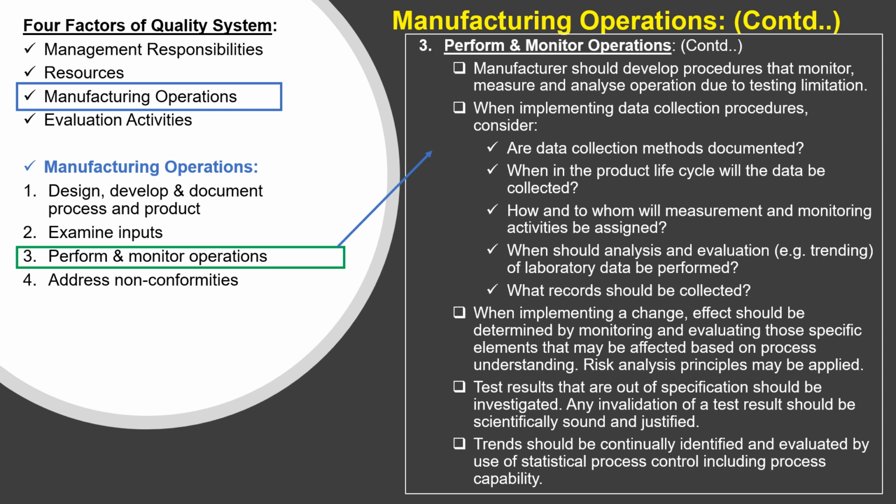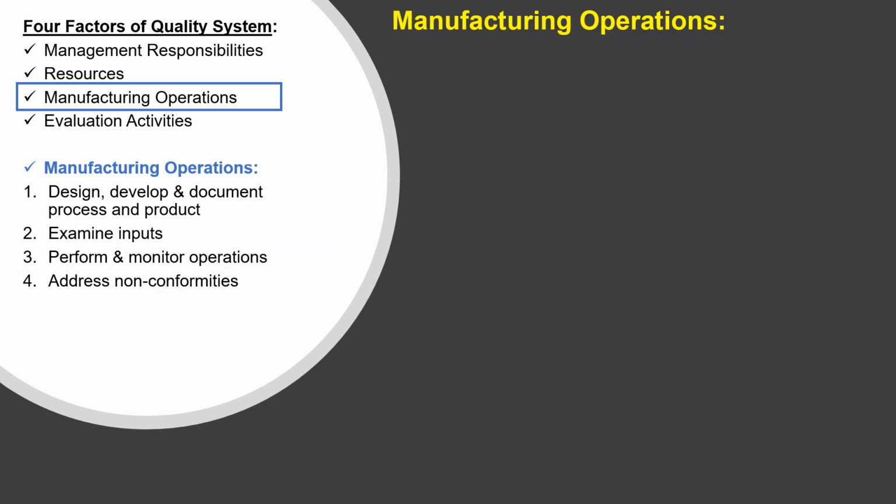When implementing a change, the effect should be determined by monitoring and evaluating those specific elements that may be impacted. Risk management can be used. Test results that are out of specification should be investigated. Any invalidation of the test results should be scientifically sound and justified. Trends should be continuously identified and evaluated by use of statistical process controls, including process capability.